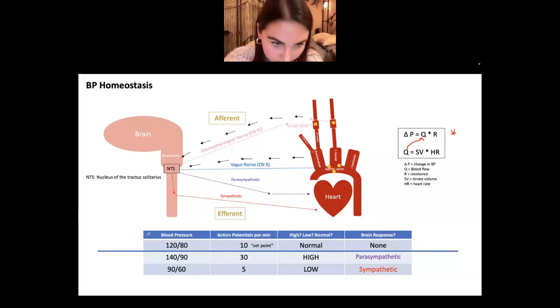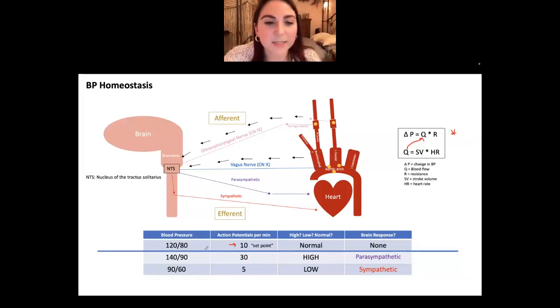For example, say your normal blood pressure is 120/80. Let's say 120/80 means that every minute these baroreceptors are firing 10 action potentials per minute. I completely made this up, so don't memorize 10 or 35. Let's just say it's 10. This is what the brain is used to receiving for this person's blood pressure. So the brain says, okay, this is normal, so it's not going to respond. This is this person's blood pressure homeostasis.